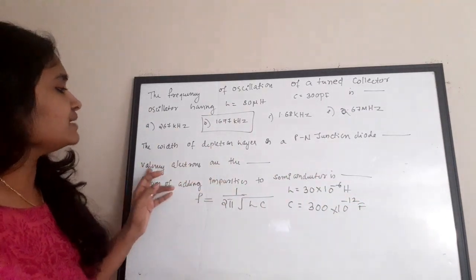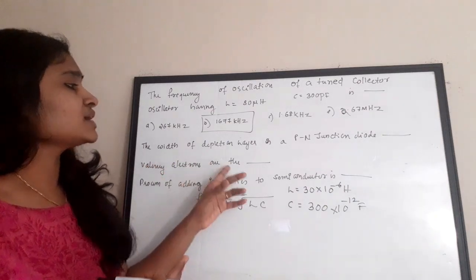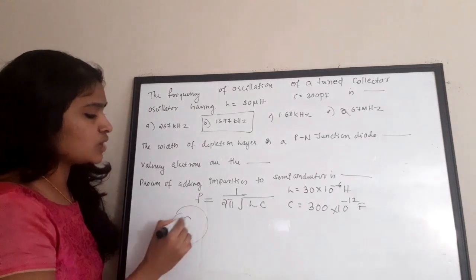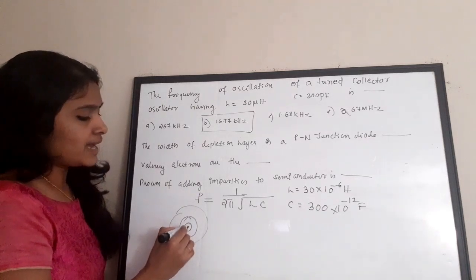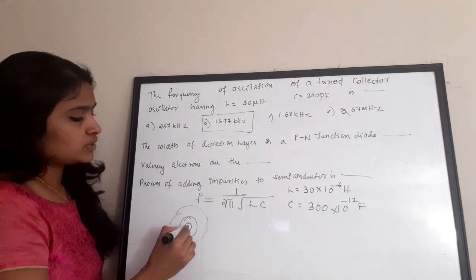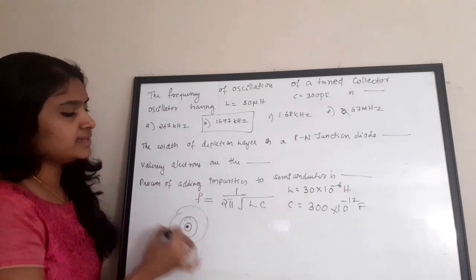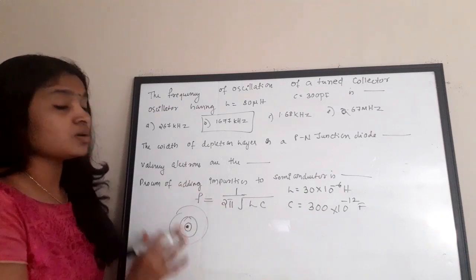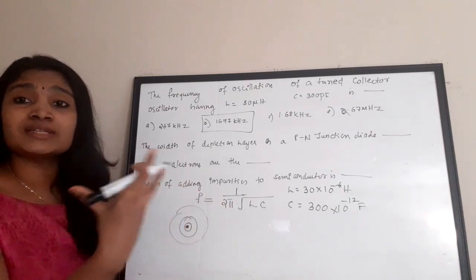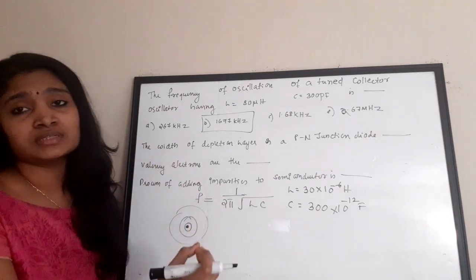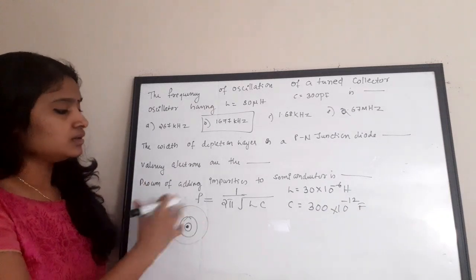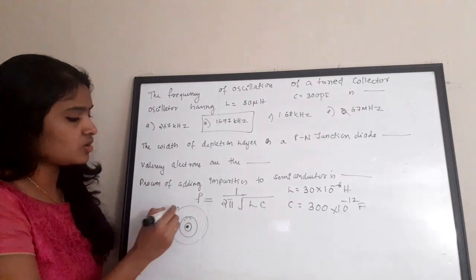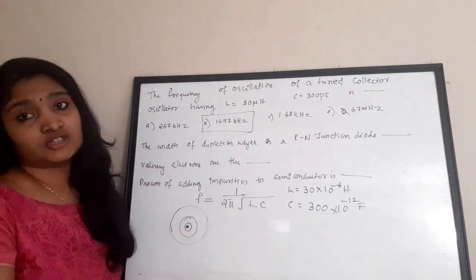Next question: valency electrons or valence electrons are the dash. Valence electrons are the electrons which are present in the outermost orbit of an atom. There is an inner nucleus, then there are various shells, we know K, L, M, N, and in the outermost orbit there are certain loosely bound electrons. These are basic physics things. These electrons are called the valence electrons.